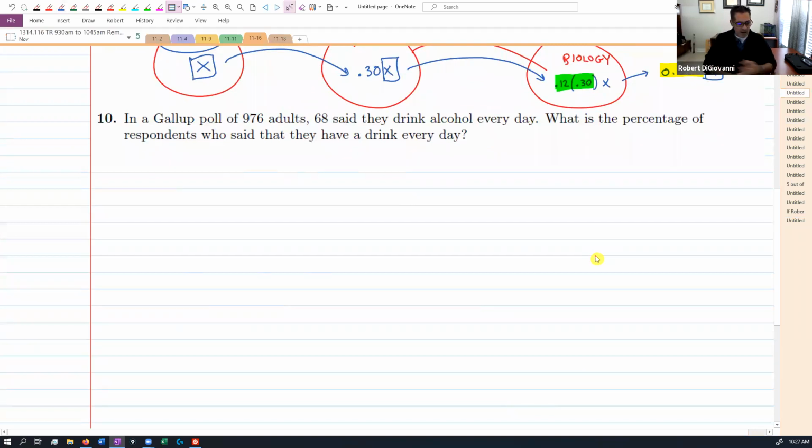All right. In a Gallup poll of 976 adults, 68 said they drink alcohol every day. What is the percentage of respondents who said they drink every day? This is not a trick question. This problem is actually much easier than the previous two. So what do y'all think? How do we set this up? What are we trying to do here?